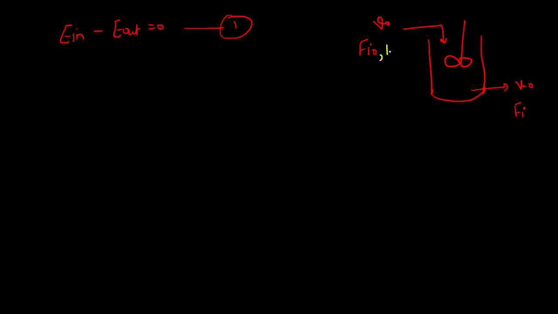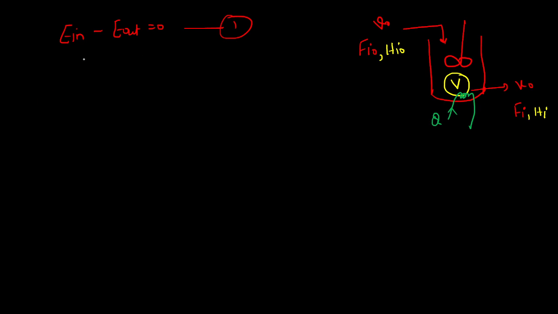And if enthalpy at entering is Hi naught, and if enthalpy at exit is Hi, I am assuming, right? And if the reactor volume is V, right? First, next thing is that due to isothermal and non-isothermal condition, sometimes Q may be supplied or Q may be extracted here, right? I will let you know.